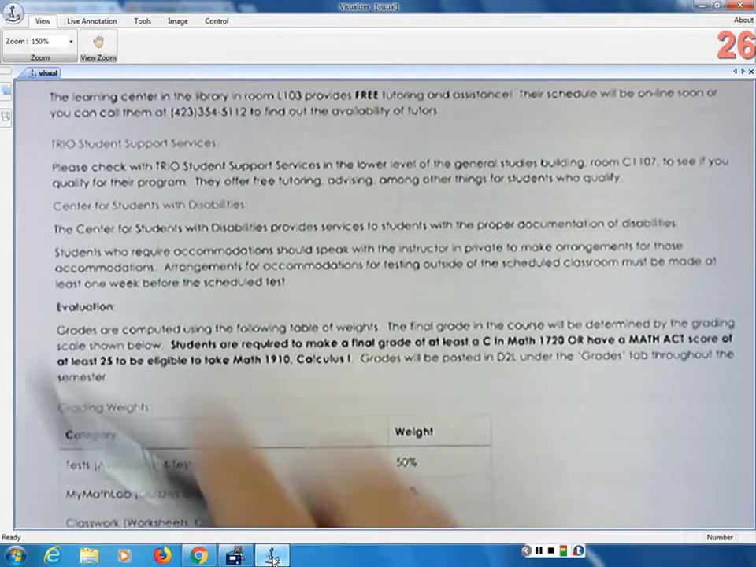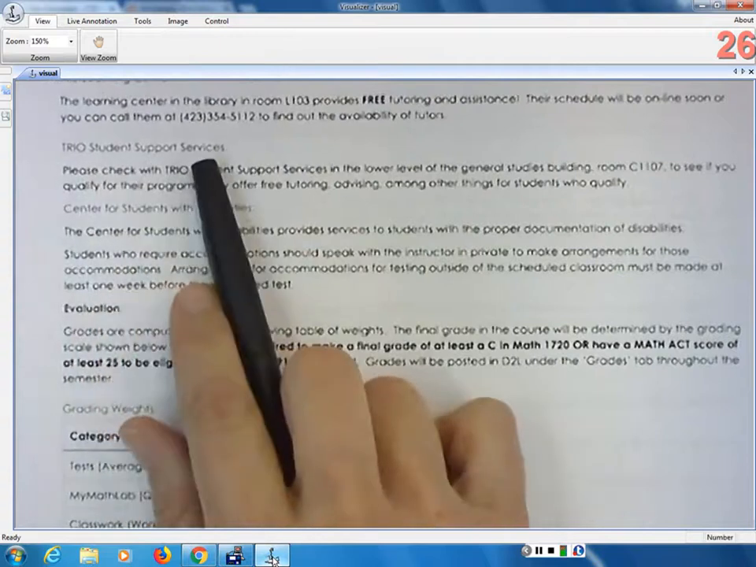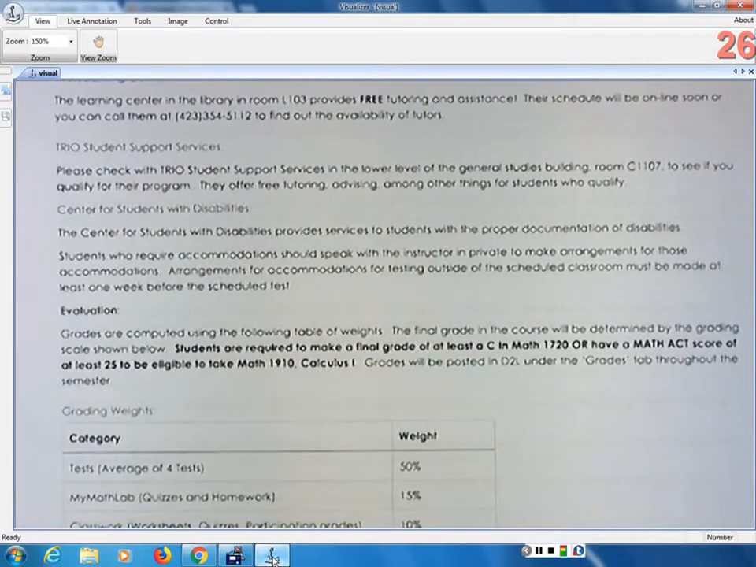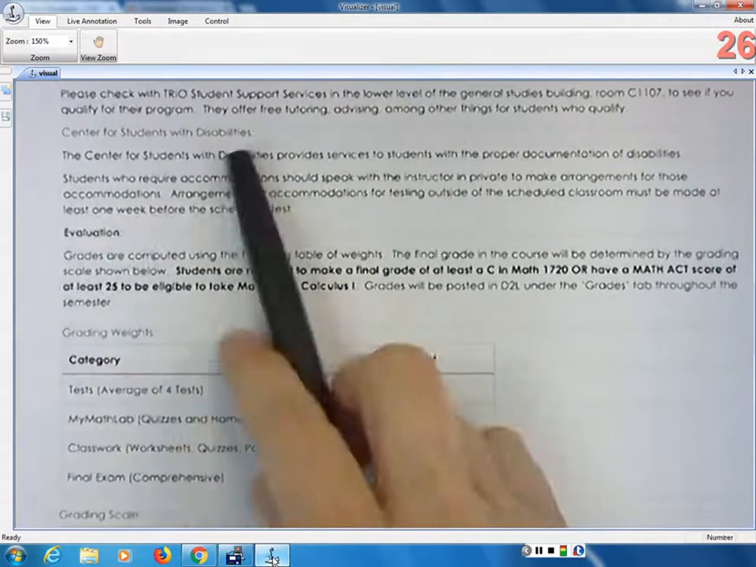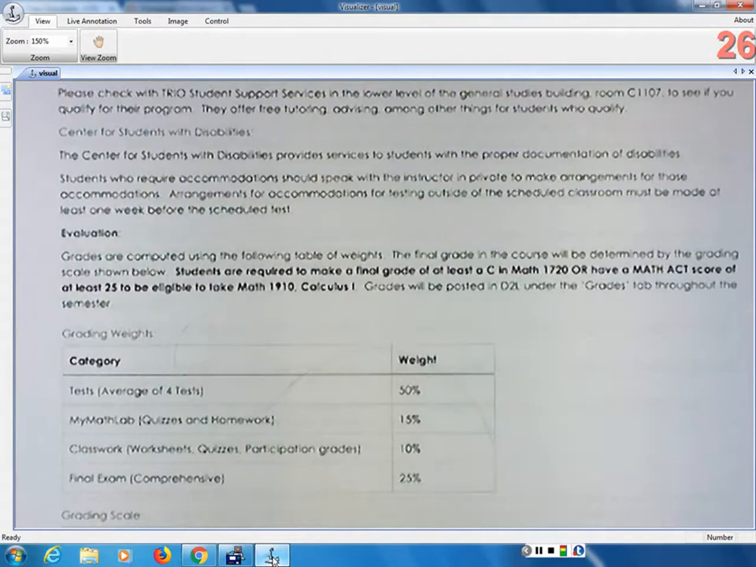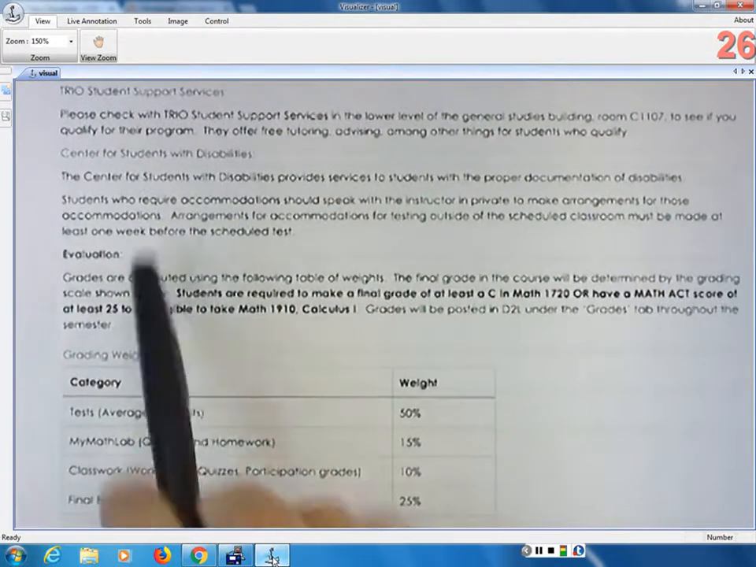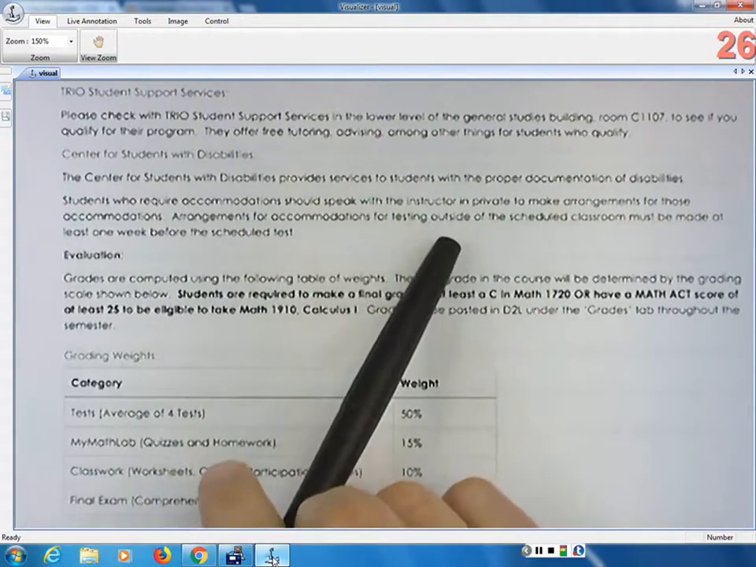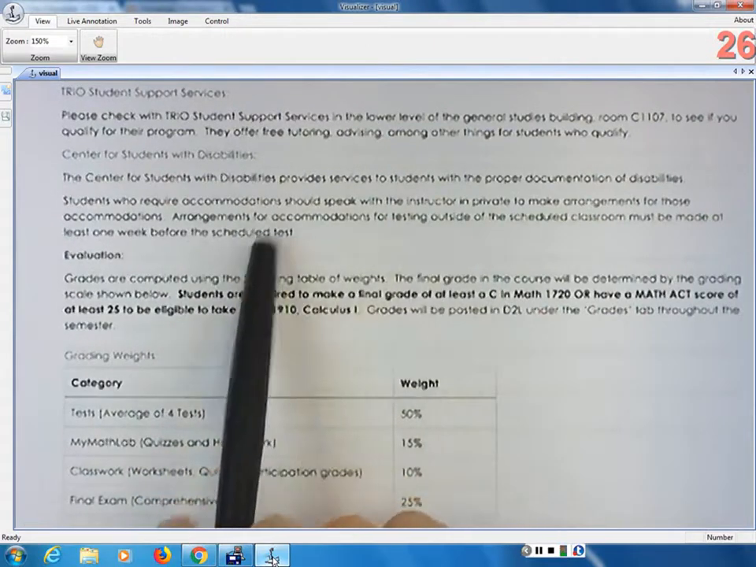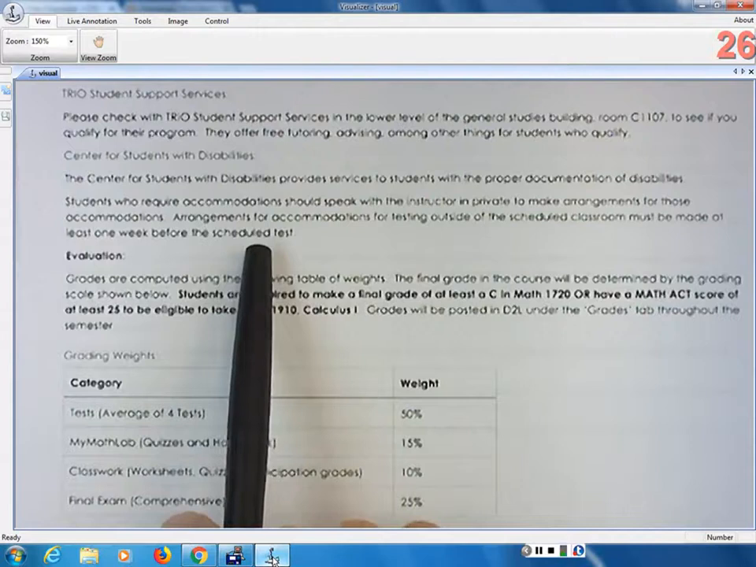If you qualify for TRIO Student Support Services, they're right across the hall over there. You can see if you qualify. It's basically for first-generation college students. Centers for Disabilities, that's right across the hall here. If anybody has accommodations with them, you should speak to me in private and give me your letter for your accommodations.